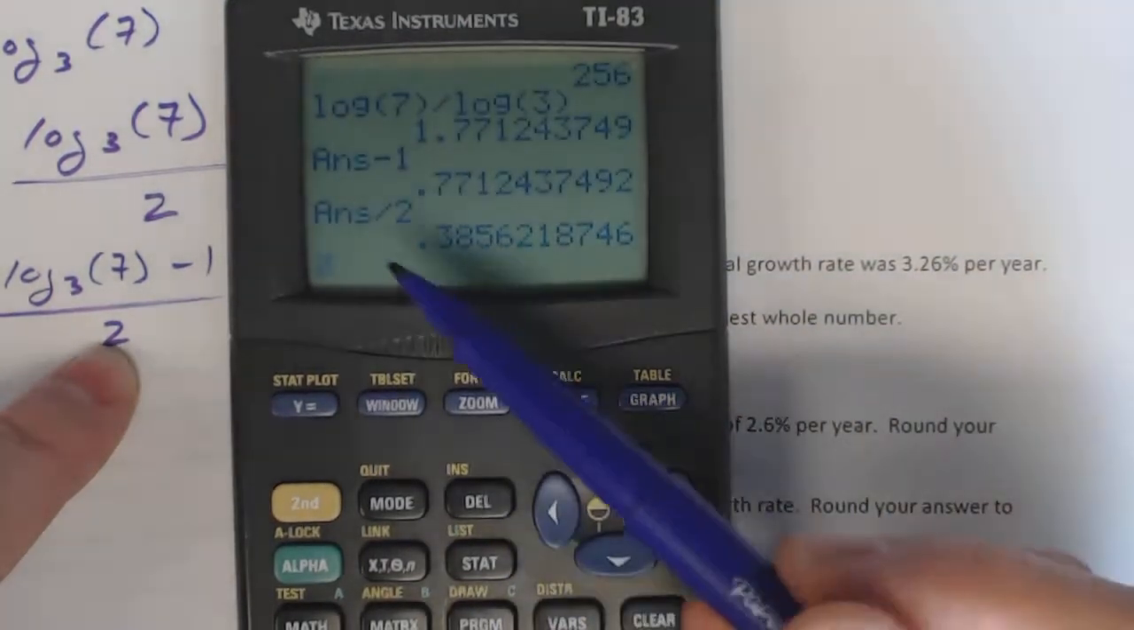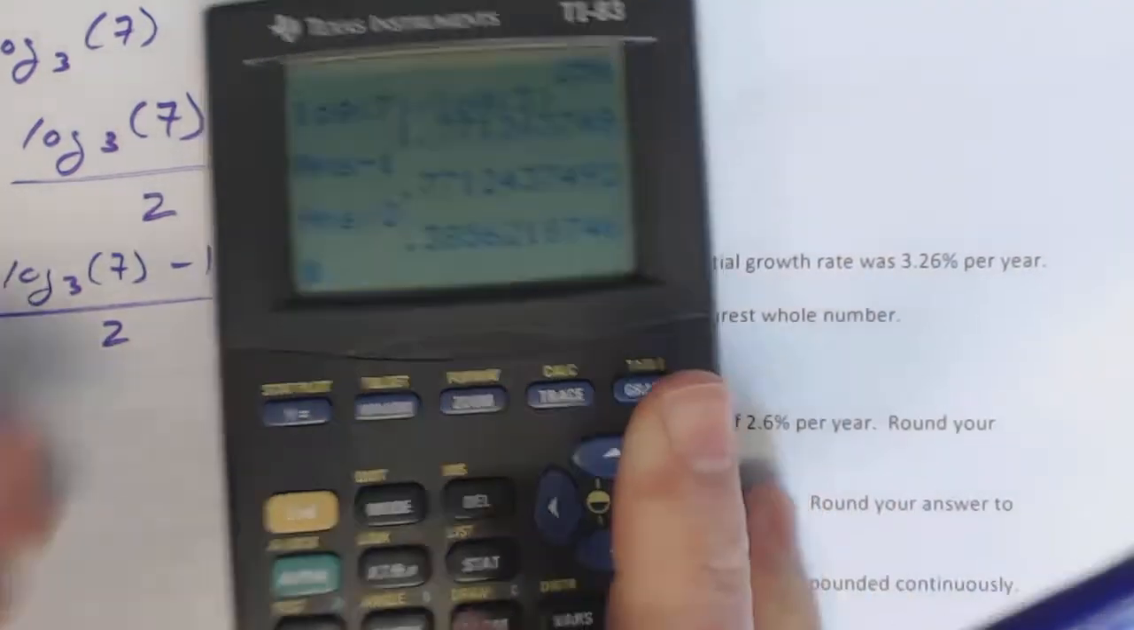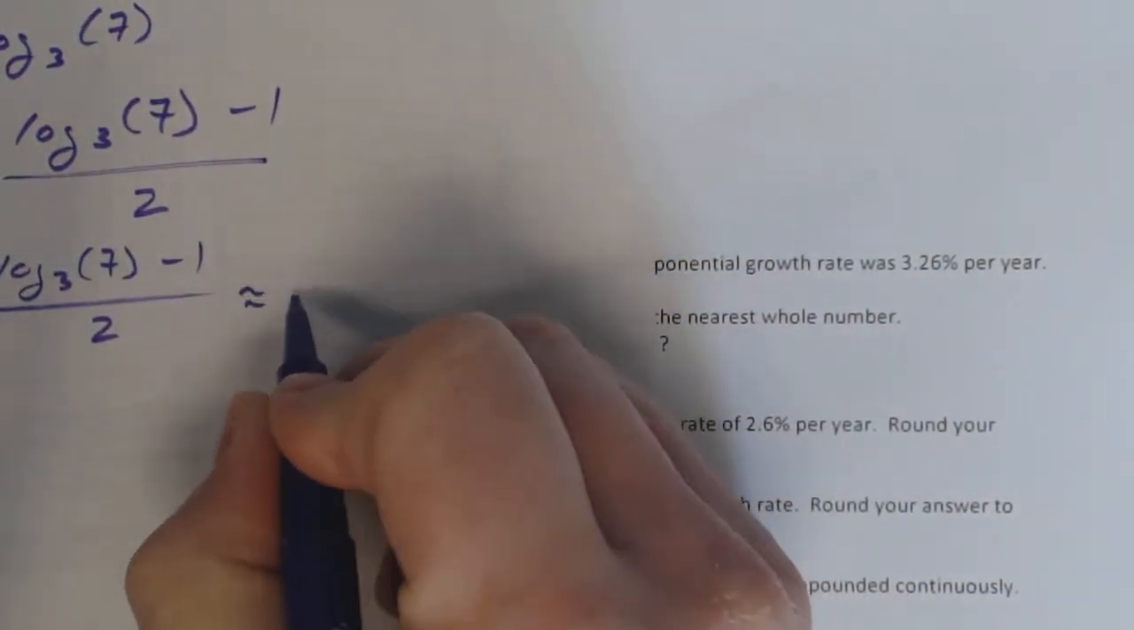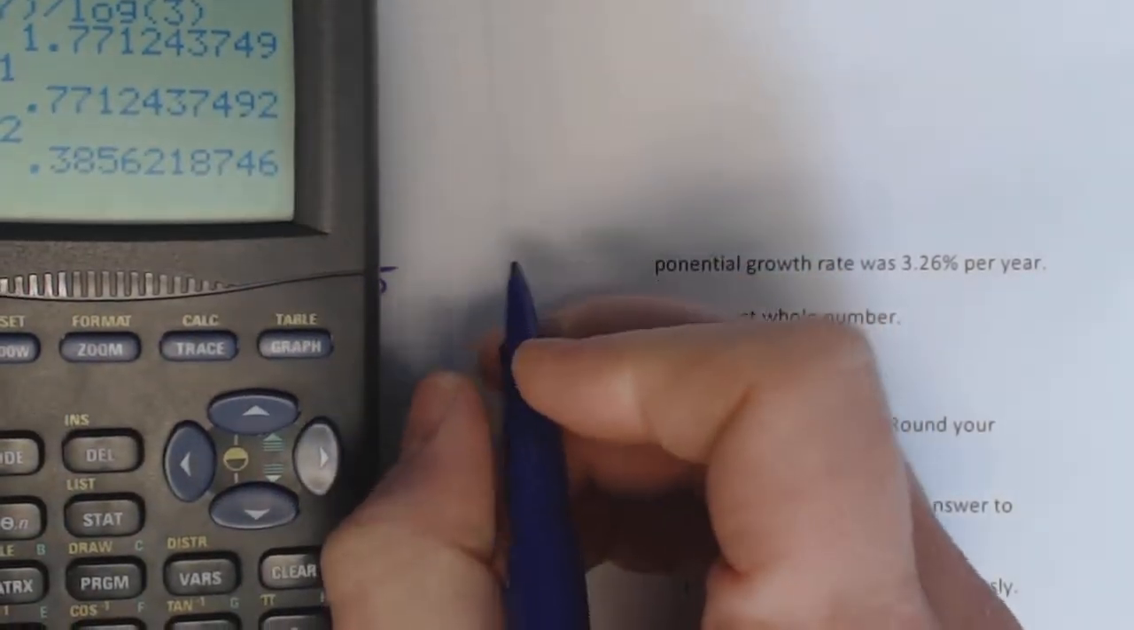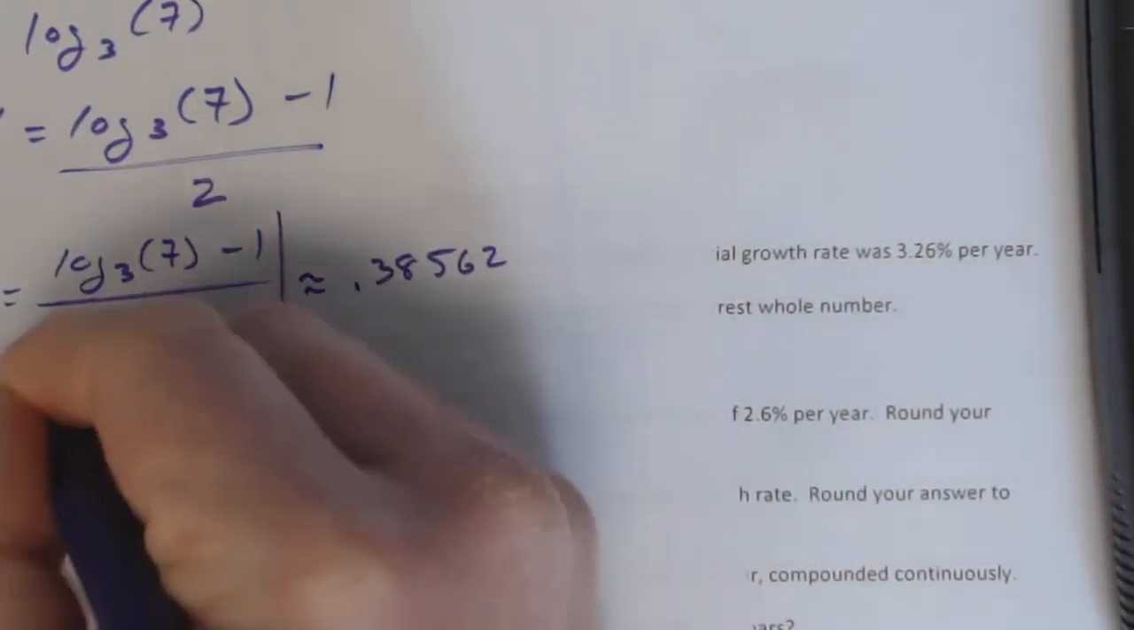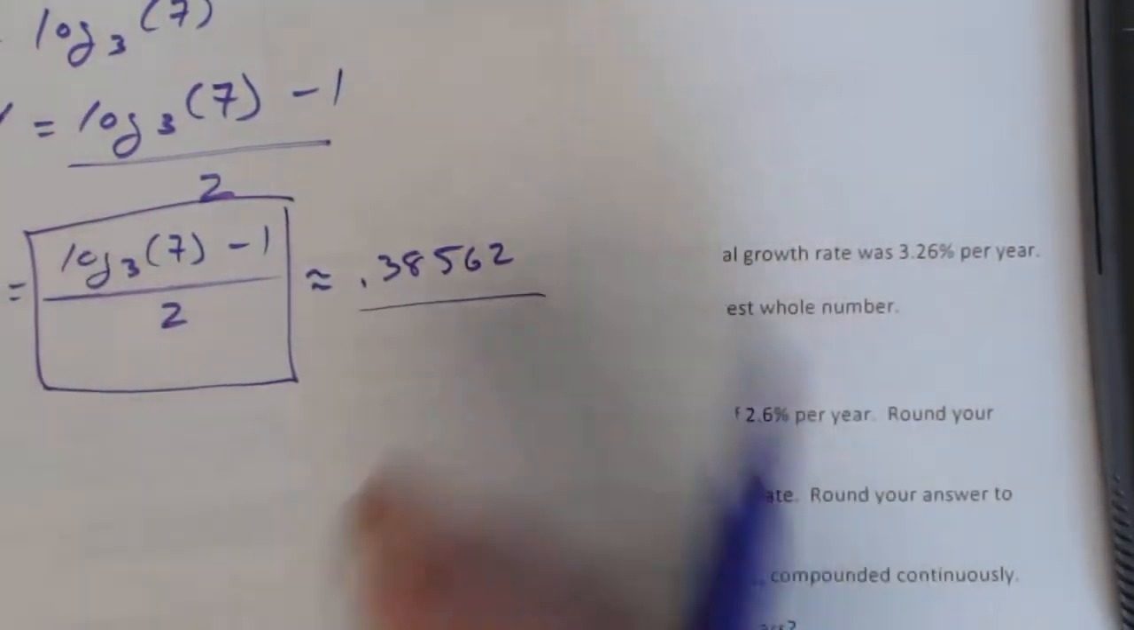So my answer would be 0.38562, approximately 0.38562. This is the exact answer, which is fine. This is the approximate answer.